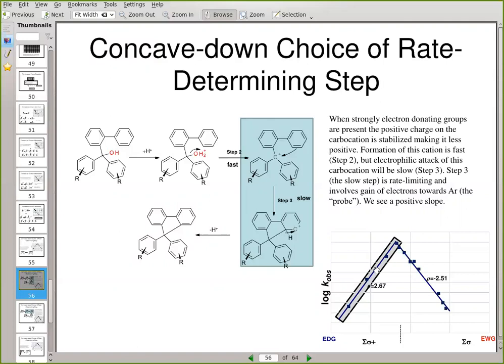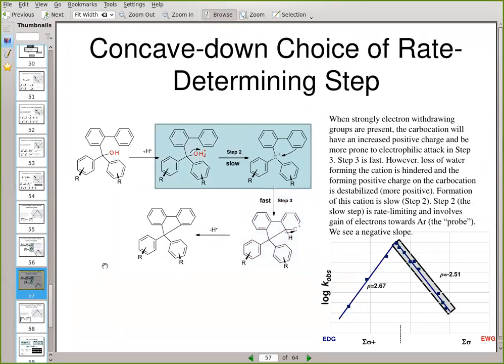The rate limiting step is always the slow step. Electron donating groups on the left make this fast. It's not rate limiting. It doesn't define the rate law for this reaction. But over here, electron donating groups make this slow. And so that's why we're seeing this positive slope, because the slow step is being made slow by those electron donating groups. I hope you can see that electron donating groups make step 3 the slow step. If step 3 is the slow step, then step 3 involves a movement of electrons towards the probe, and so we're going to have a positive slope.